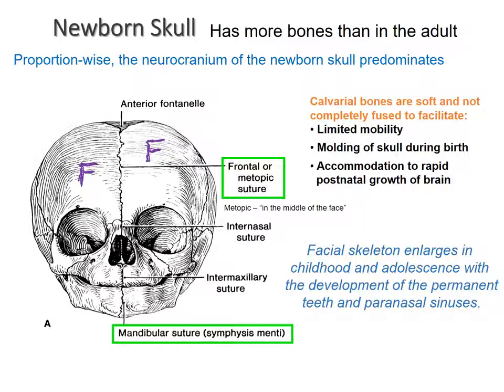The newborn skull has more bones than the adult skull. The frontal bone, the bone of the forehead, consists of right and left halves that fuse during the first year of life. They unite along the frontal or metopic suture.